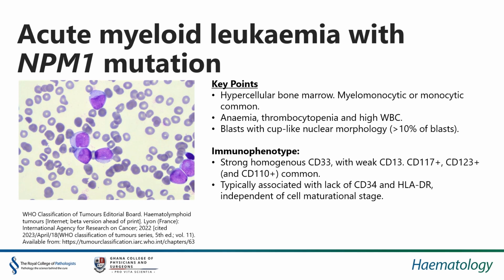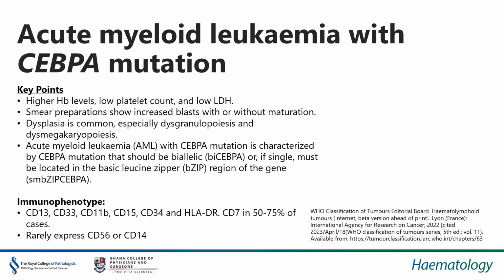Now, for AML with biallelic CEBPA mutations, there are no cytological clues to this diagnosis, although there have been some cases. I know Manelli et al. reported a frequent association with erythroid dysplasia. However, the key points to CEBPA mutations are that they usually present with a higher hemoglobin level, a low platelet count, and a low LDH. The smear preparations can show increased blasts with or without maturation, and dysplasia is quite common, especially dysgranulopoiesis and dysmegakaryopoiesis.